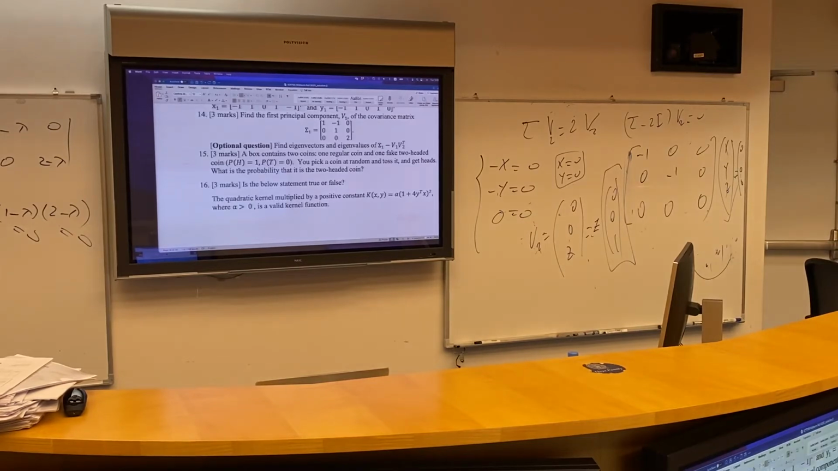Let's do the second one. If lambda equals 1, what happens here? Let's do the calculation here, please. What will be here, please?